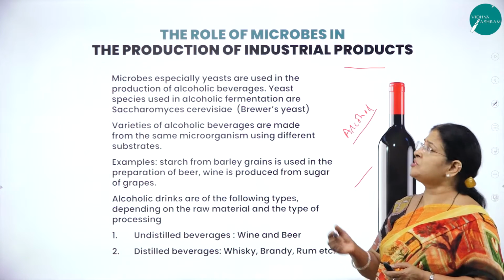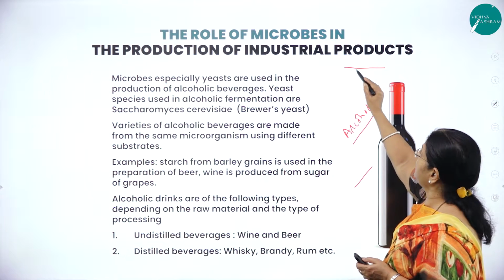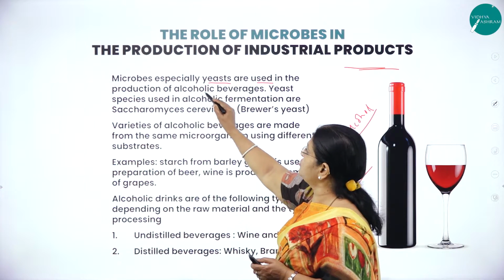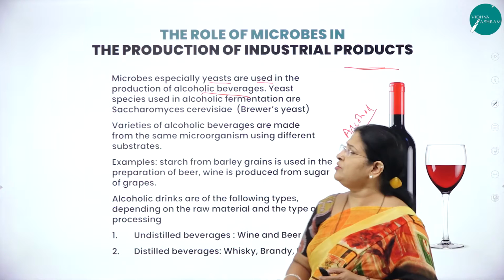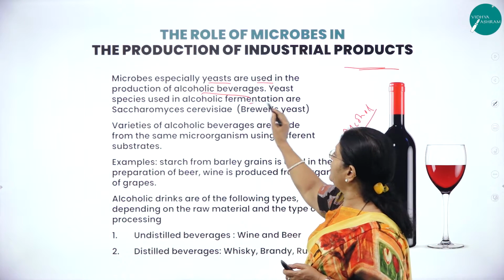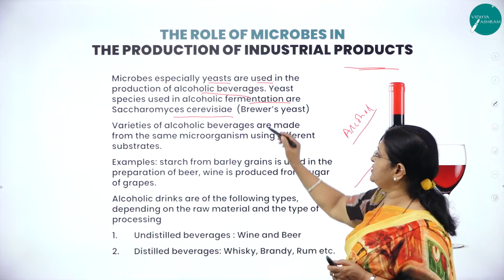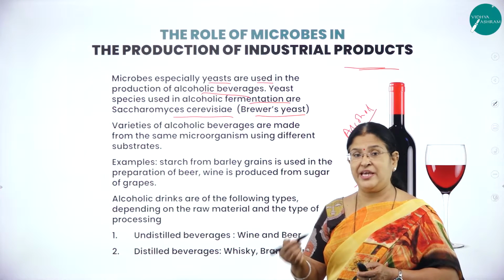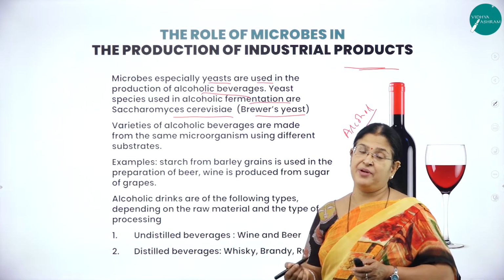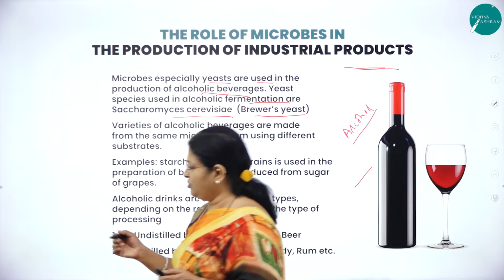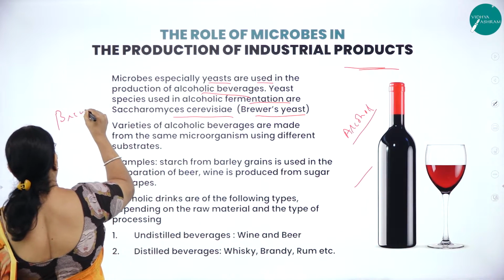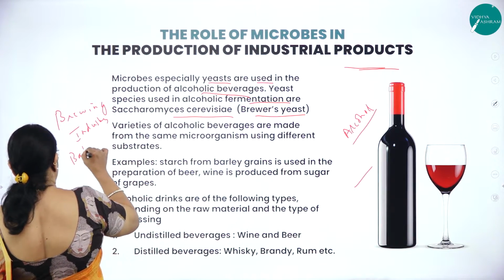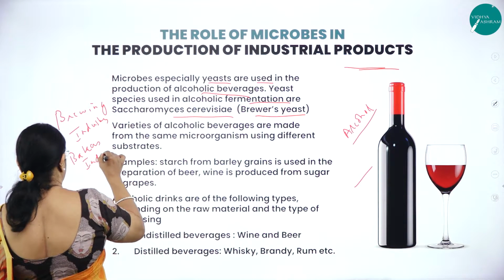Now let us study what is the role of microbes in the production of industrial products. Particularly microbes like yeast are used in the production of alcoholic beverages. And the yeast species used in alcoholic fermentation is what? Saccharomyces cerevisiae, which is otherwise called brewer's yeast. Baker's yeast is used in bakeries. Brewer's yeast is used in the brewing industry. So making of alcohol and all, we call it the brewing industry. Baker's industry, that is the baker's yeast.